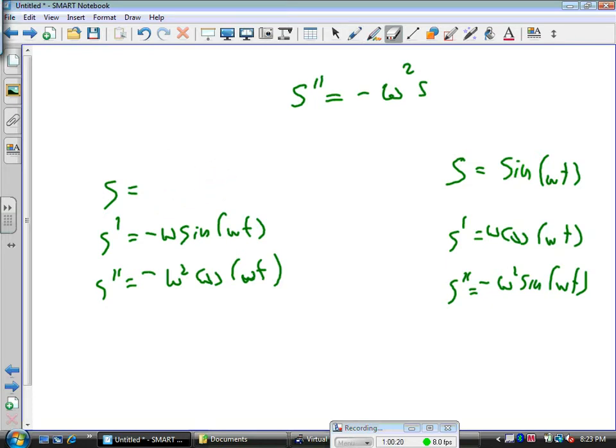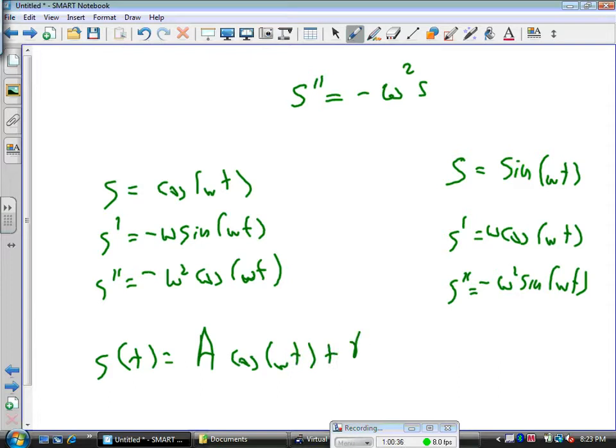Well, you know what? Maybe I shouldn't just erase that. Let's leave that there. This was cosine omega t. So now the solution s of t is a linear combination of this plus this. So we get a cosine omega t plus b sine omega t. That's it. Done.